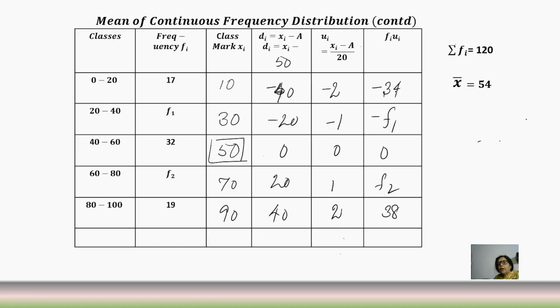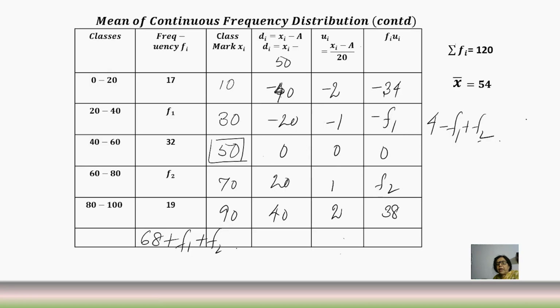Now supposing I add up all these values in the last column, that is the product column fiui. So 38 minus 34, that is 4, minus f1 plus f2. So this is the summation of this particular column. Now let us add the frequency column also. So here we have 32 plus 19, that is equal to 49, 51, 58 and 68. So here we get 68 plus f1 plus f2.